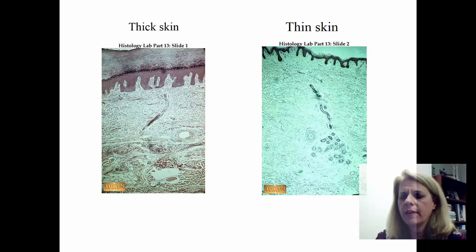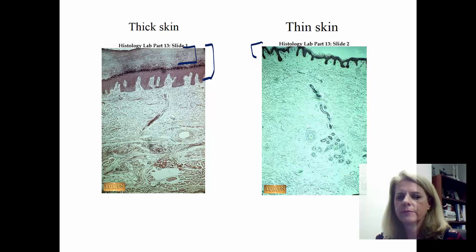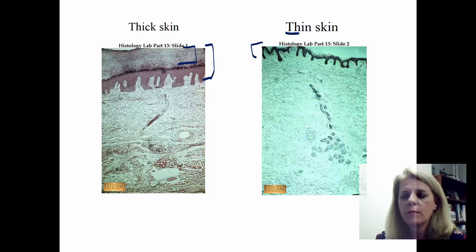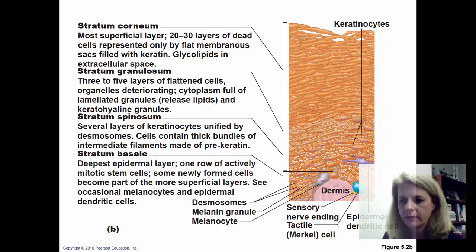I've got a picture of that to show you. This is thick skin. That's the epidermis, and you have a really thick outer layer to help protect you from abrasion. Whereas thin skin has a very thin epidermis. So thin skin has a thin epidermis, and thick skin has a thick layer. You'll see this again when we talk about it in your skin lab video.